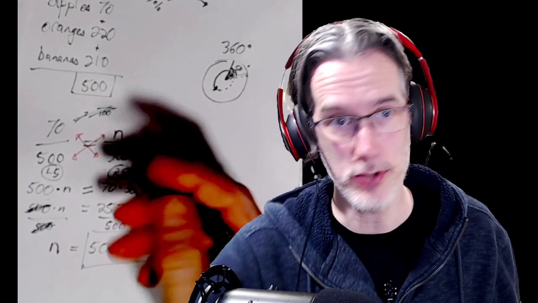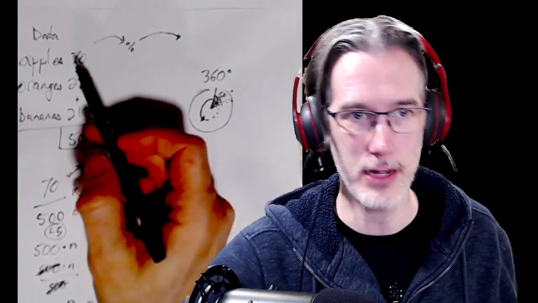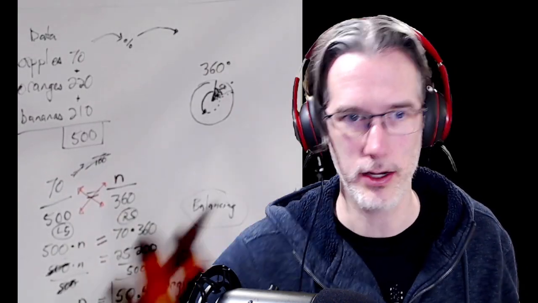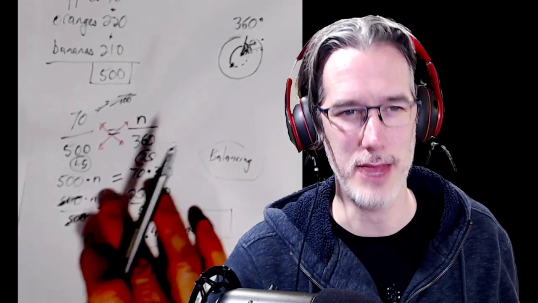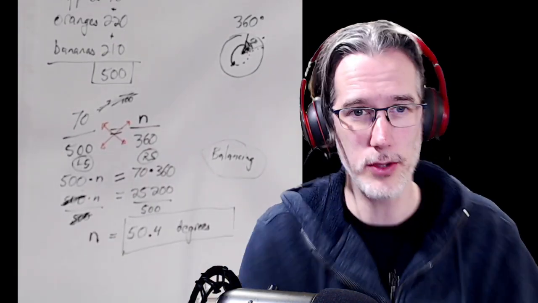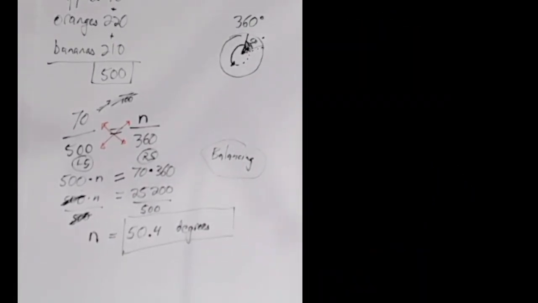Okay, and that's how you jump directly from your amount into your degree arc, cross multiplying and balancing. So I hope that made sense to you. I'm going to put it on the screen a little bit closer for you to take a look at.